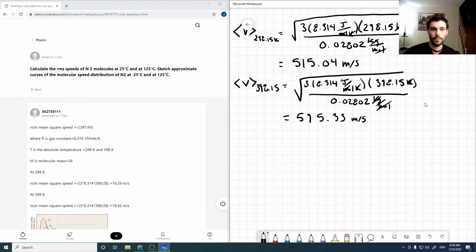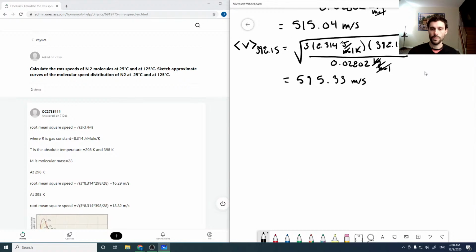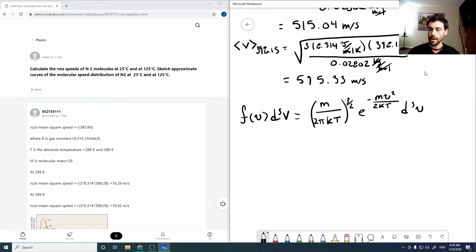So sketch approximate curves of the molecular speed distribution. So our speed distribution, which is not integrated, so it needs to be integrated to give us our actual speed. But this is the number of molecules at a given speed: 3/2 e to the minus m v squared over 2kT. So this is our non-integrated, but as the integral of a Gaussian is just going to give you a Gaussian back, it gives us our basic shape, so it should follow a Gaussian.